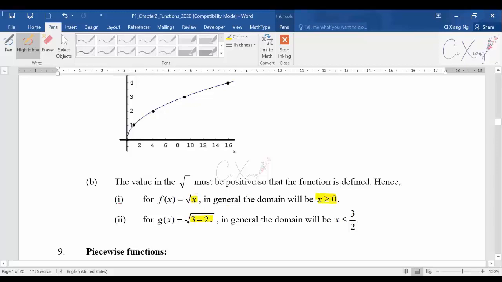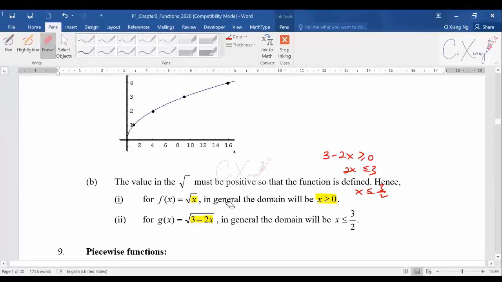Okay, then if you are having 3 minus 2x square root, then you must imagine that 3 minus 2x should be positive. If not, the function is not defined. Therefore, you're having 2x smaller equals to 3, and then x smaller equals to 3 over 2. This is how they ask you to find out the domain.